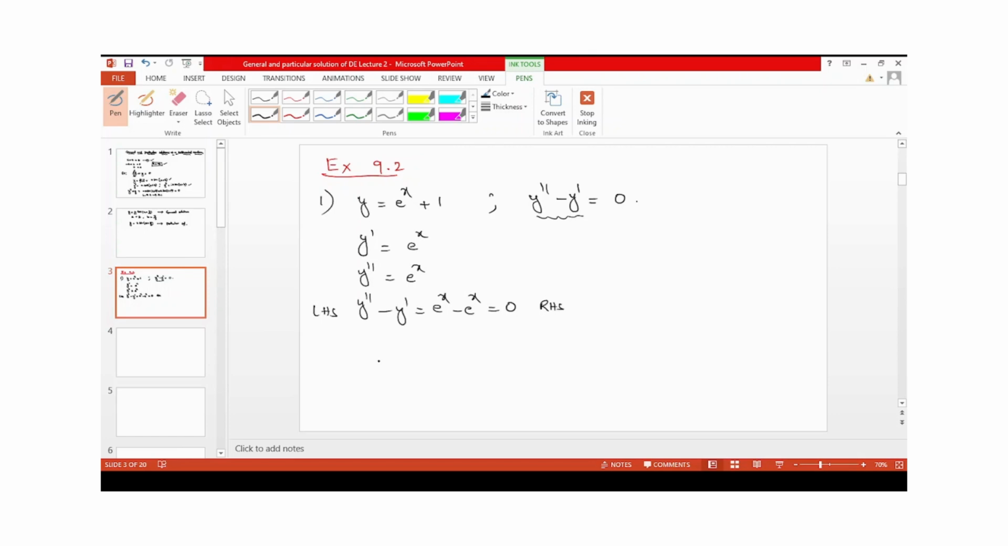So I can clearly say that y equal to e power x plus 1 is the solution of the given differential equation y double dash minus y dash equal to 0. Now you can see whether it is a general solution or a particular solution. Here one particular constant is there, not an arbitrary constant, so it is a particular solution. If it included some constant A or B, then it would be considered a general solution.